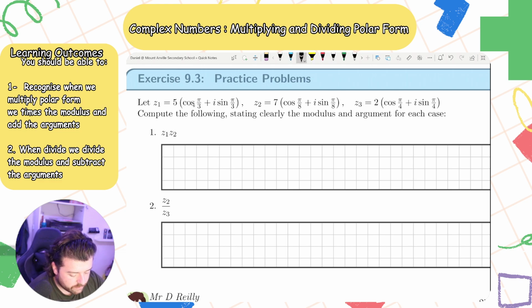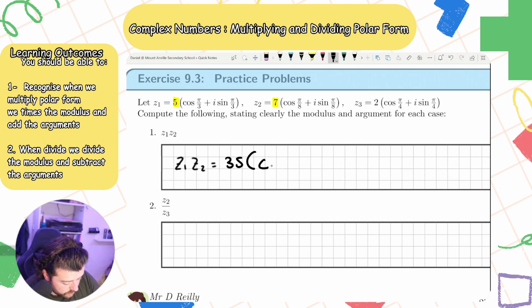So Z1 times Z2. What we do is we multiply the modulus, so it is 5 times 7, which is 35. And then we add the arguments, which is cosine of pi over 3 plus pi over 8, plus i sine of pi over 3 plus pi over 8.